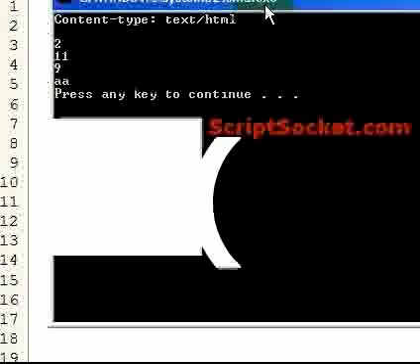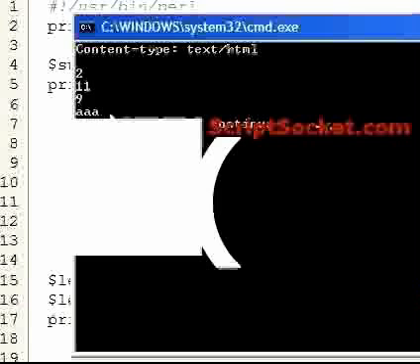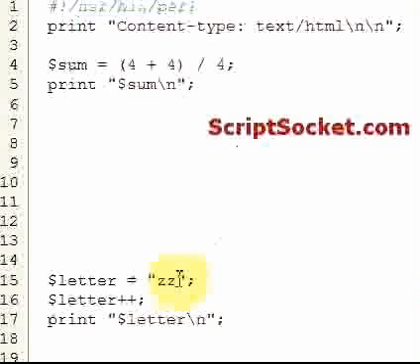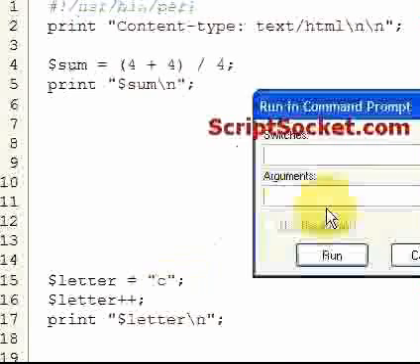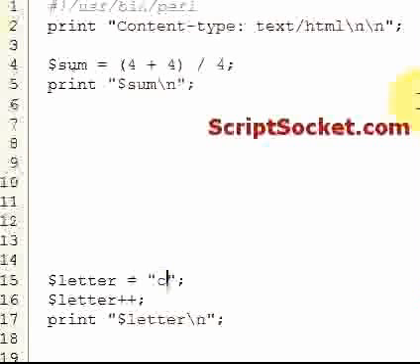If we change this to ZZ, it gives us AAA. You get that? If we change this to C, it gives us D. If we change this to a capital A, it gives us a capital B.